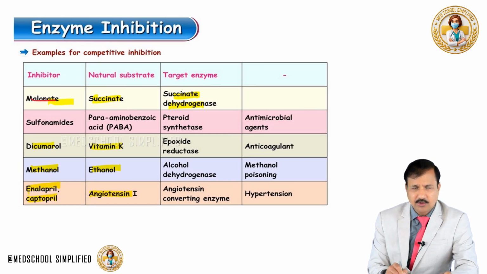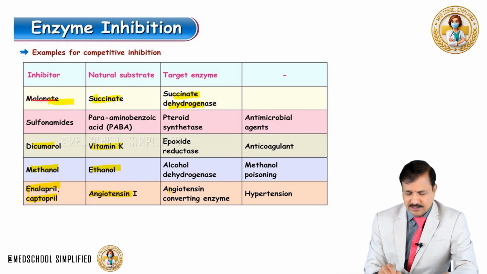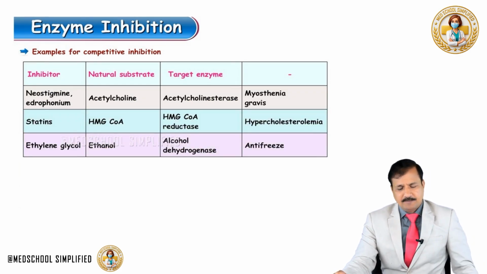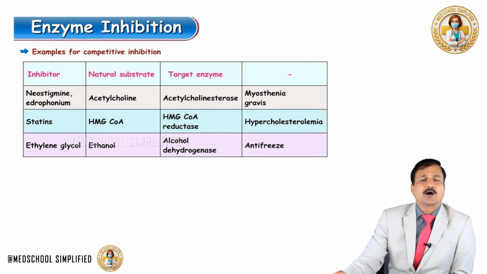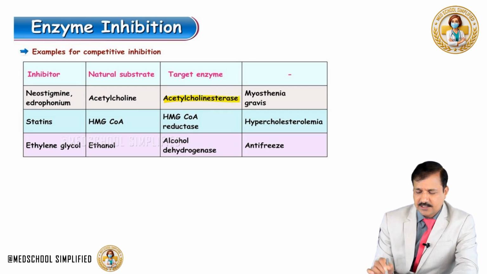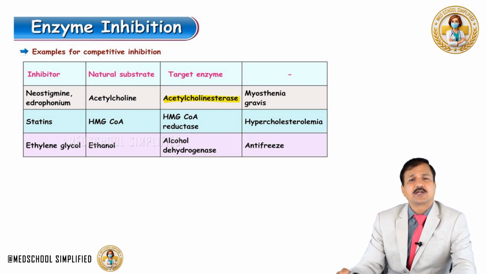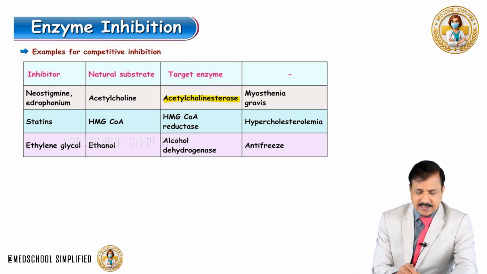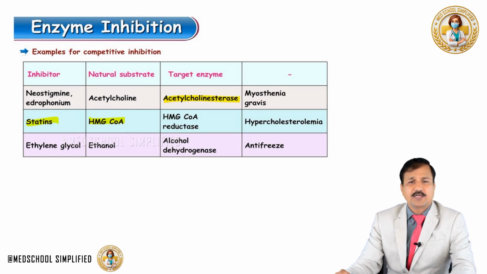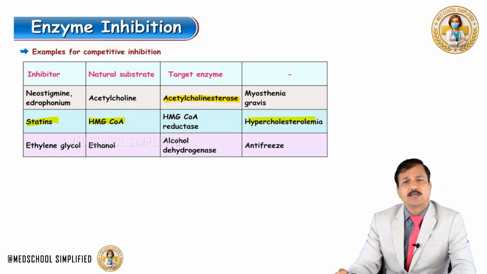Enalapril and captopril are going to compete with angiotensin 1 for angiotensin converting enzyme, and they are used in the treatment of hypertension. Now, neostigmine and edrophonium are competitive inhibitors for the enzyme acetylcholinesterase, and they are used in the treatment of myasthenia gravis. Statins are going to compete with HMG CoA, that is hydroxymethyl glutaryl CoA, for the HMG CoA reductase enzyme in cholesterol biosynthesis. So statins are used as hypercholesterolemia drugs.